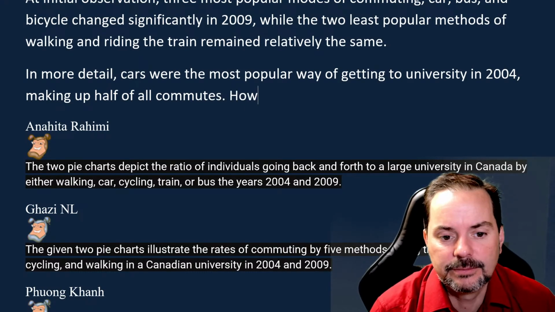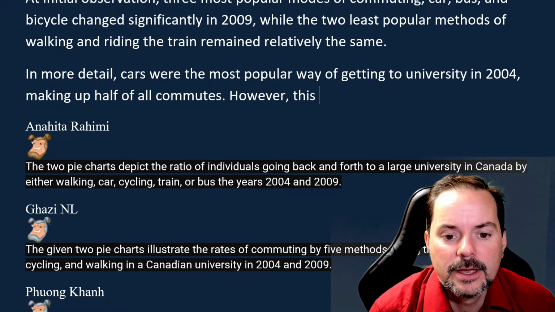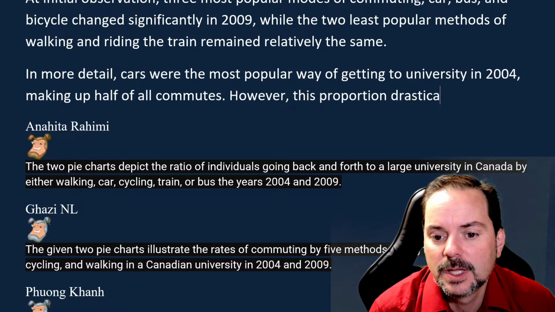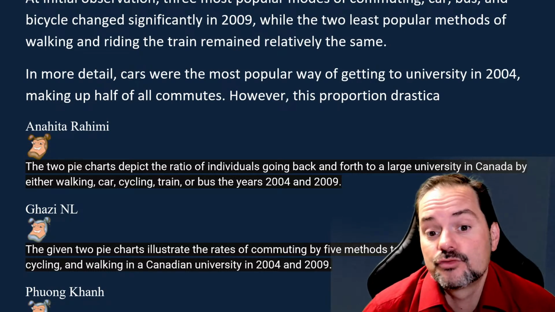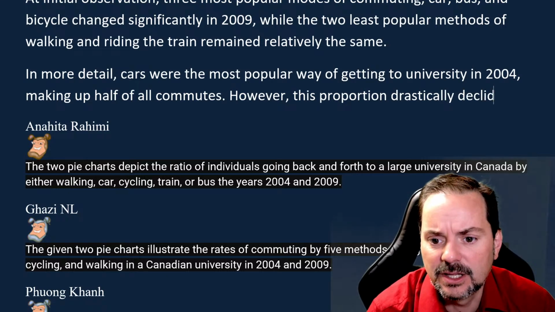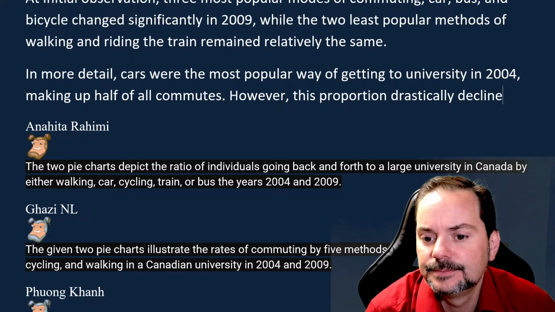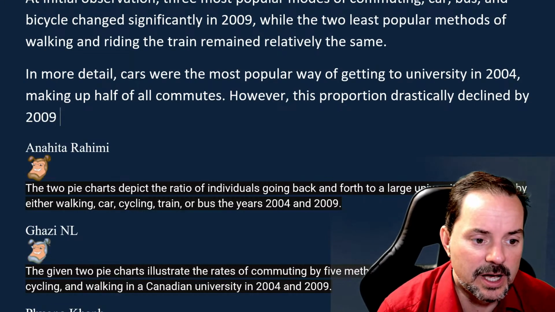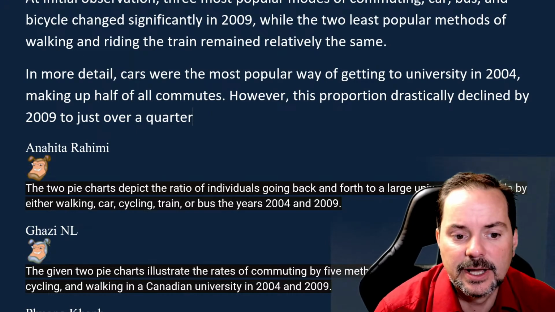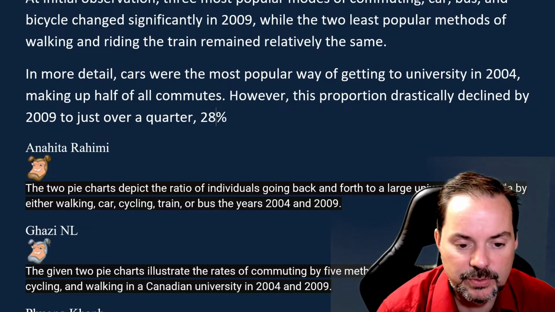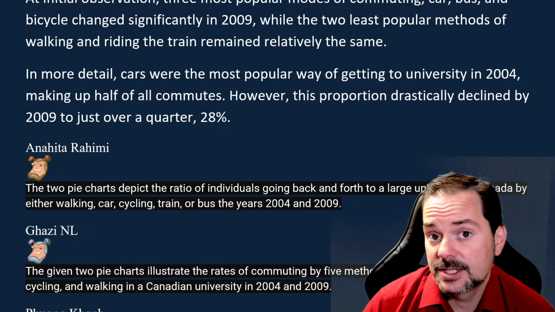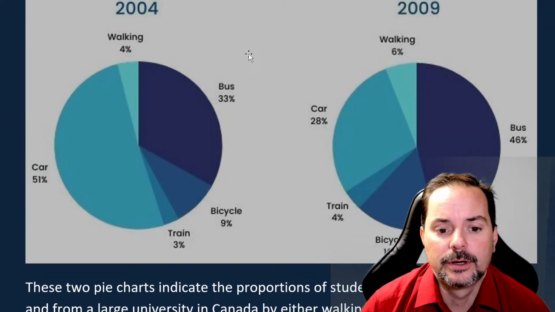Okay. However, this proportion drastically, so half of it would be drastic. Okay. However, this proportion drastically declined by 2009 to just over a quarter at 28%. Now, if you want, you can put it in this way, okay, at 28%. Okay. All right. So this works for the car.